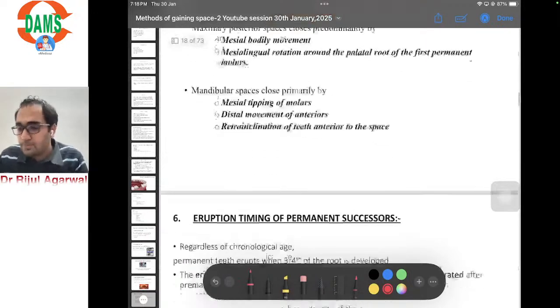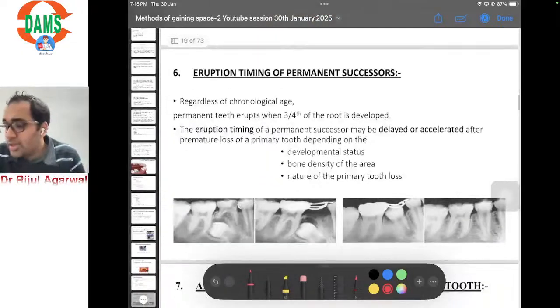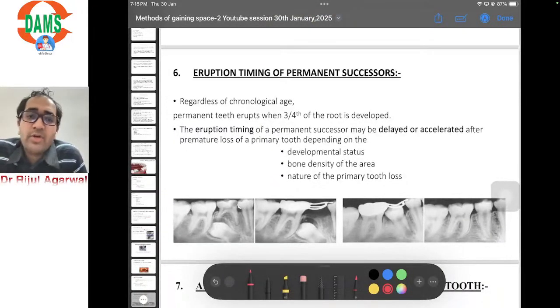Okay, next, the eruption timing of permanent successor. Regardless of the chronological age, the permanent teeth erupt when 3/4 of the root is developed. The eruption timing of a permanent successor can be delayed or accelerated after premature loss of a primary tooth depending upon the developmental status, the bone density of the area, and the nature of the primary tooth loss.